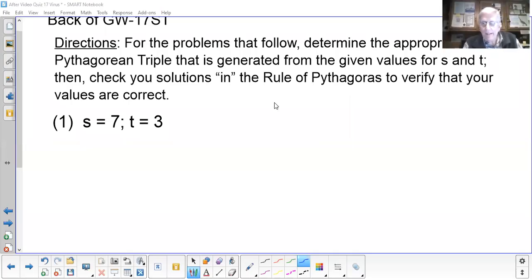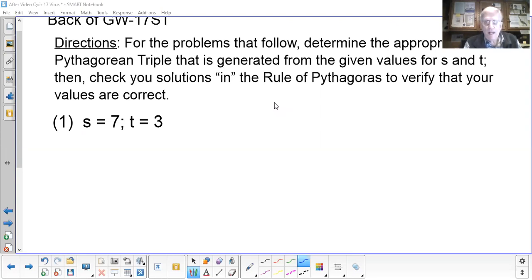Welcome back, and we're about to take a look at a couple examples of the S&T method that Dr. Mike showed us in the video a few minutes ago. Now, this is a very simple method. The thing to remember about the S&T method, and that's kind of what I nicknamed it, is this.